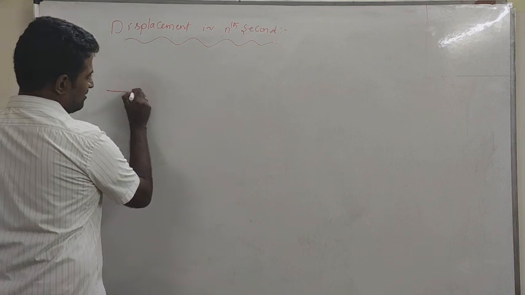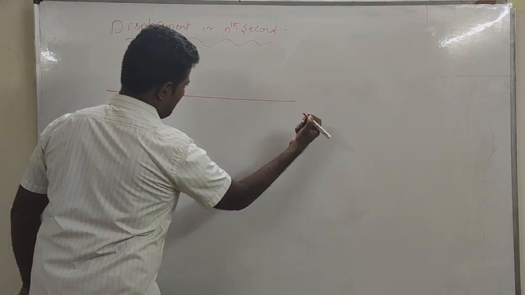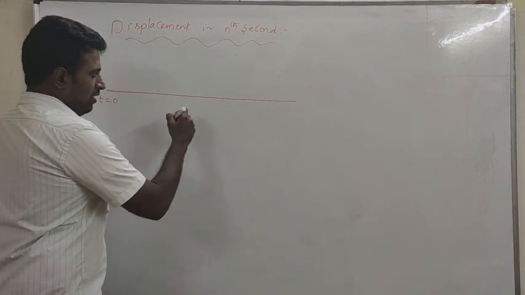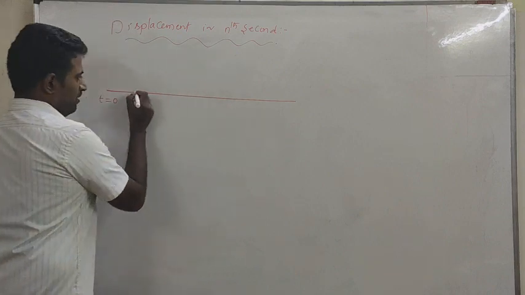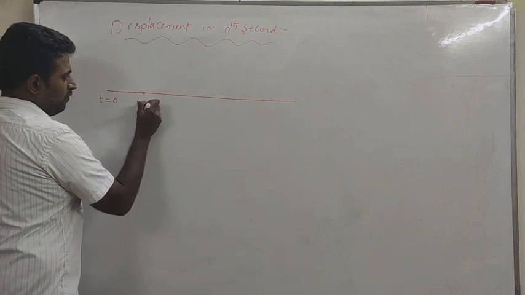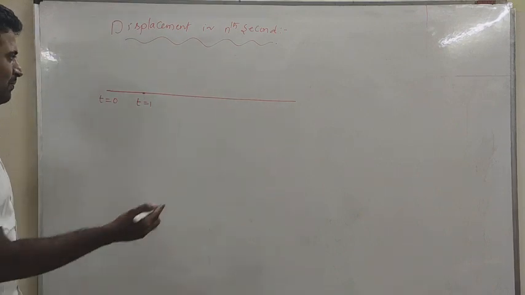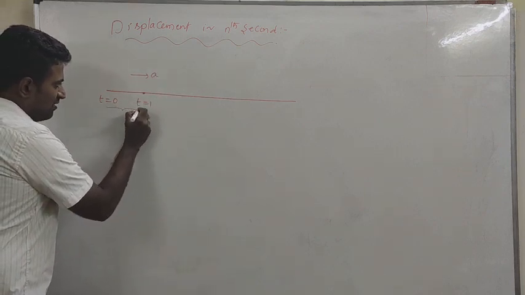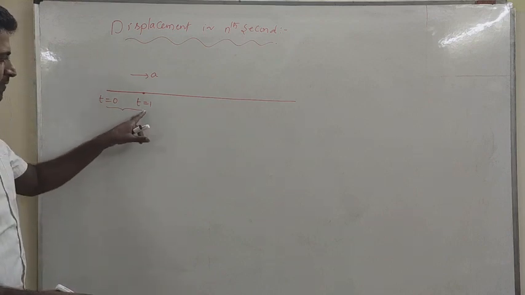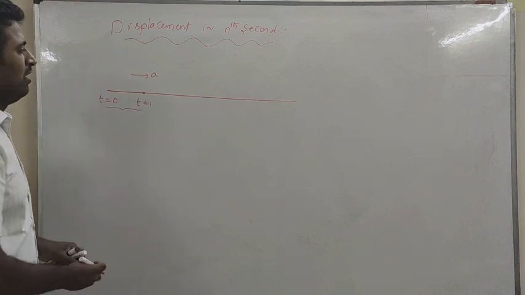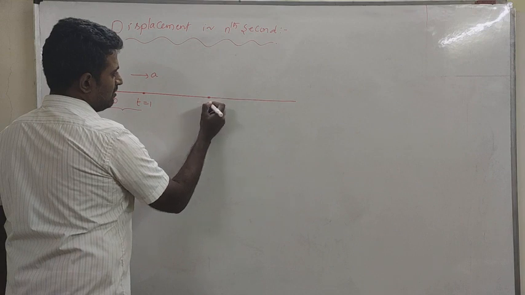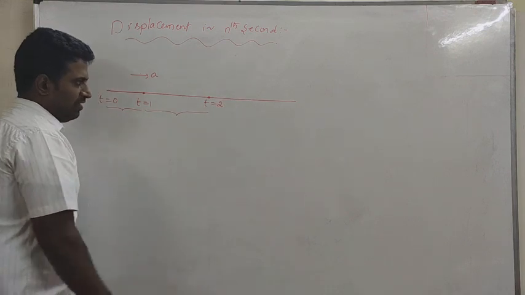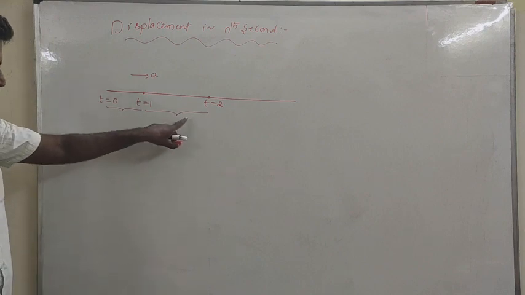Suppose a particle has started its journey and is under motion. It has started at t equal to 0. Slowly it is moving, and at t equal to 1 the particle is here. Let us suppose it is uniformly accelerated motion. This is the displacement of the particle in the first second. Let us suppose the particle is at t equal to 2, it is here. This is the displacement of the particle in the second second.